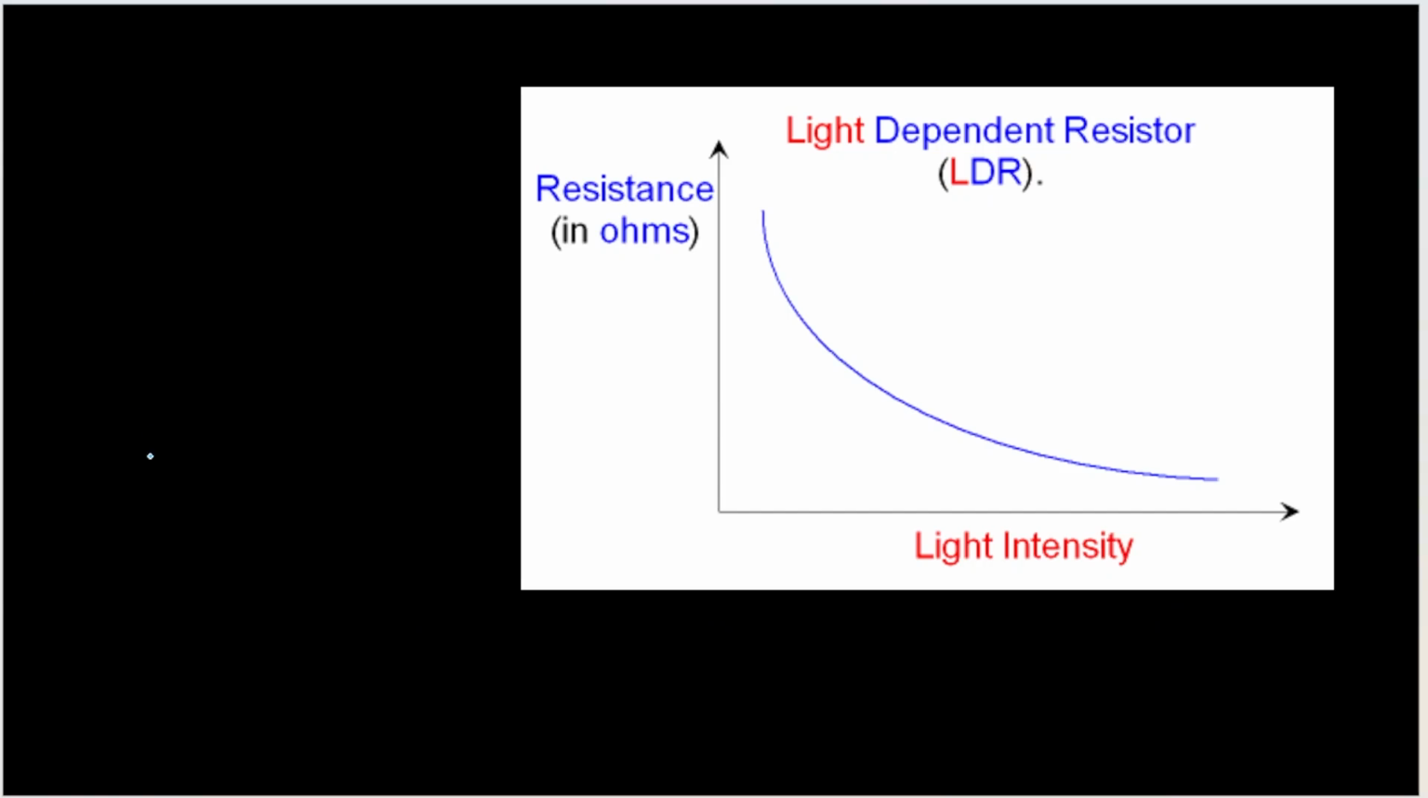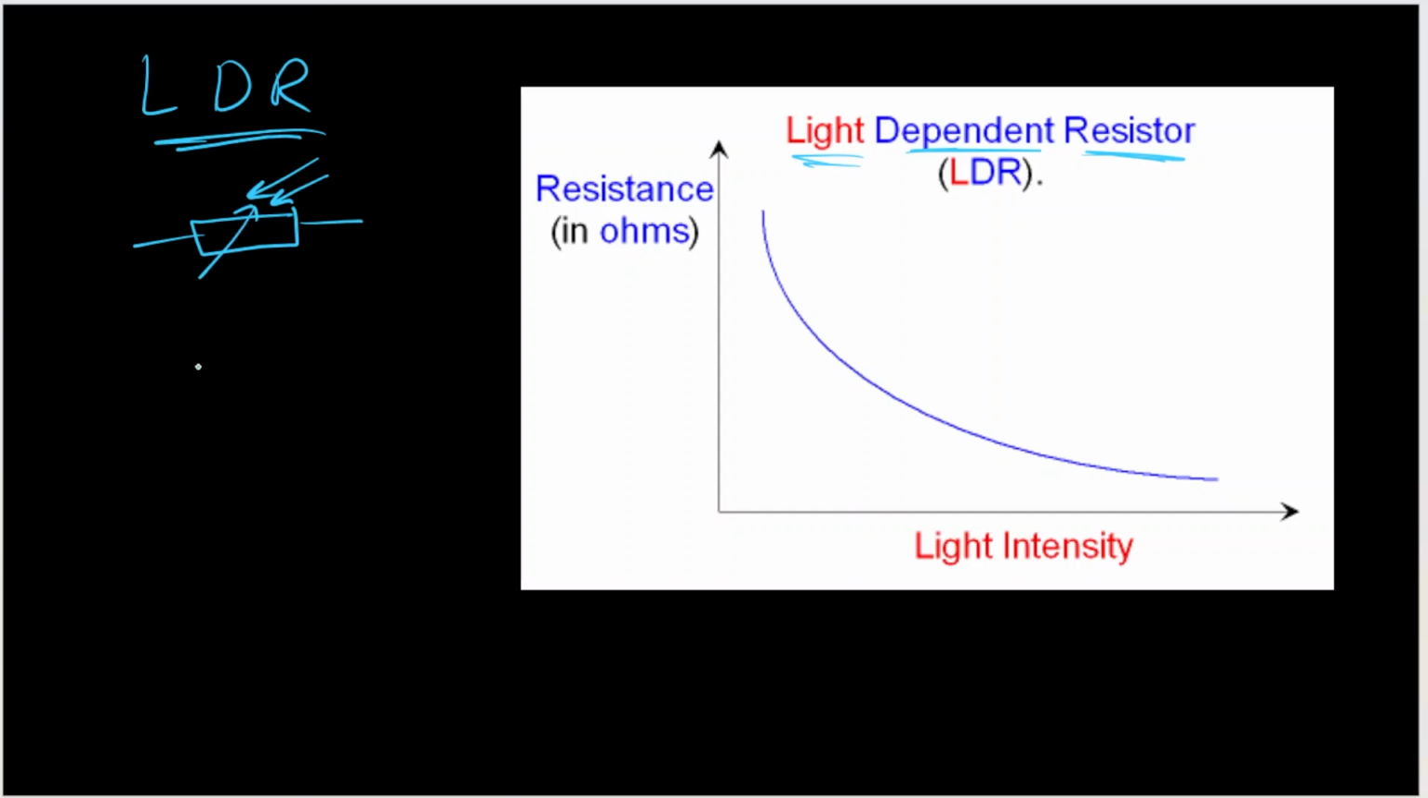Finally, we have another device which is called LDR. L stands for light, D stands for dependent, R stands for resistor. The symbol of this LDR is just a box for resistance, but we have two arrows pointing to it because this is a variable resistance. Its value can be changed by light. This is the reason it's called light dependent resistor. It means a resistance whose value depends on the light.